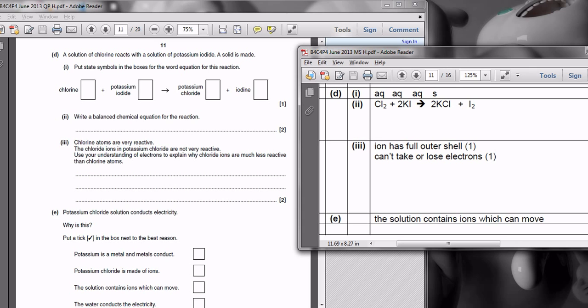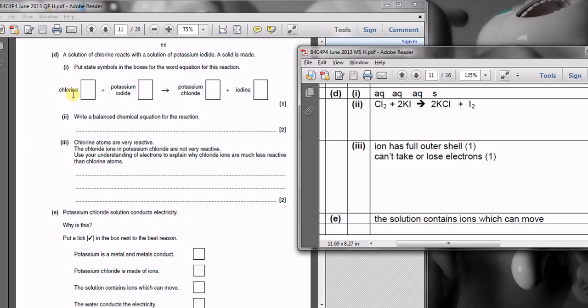So state symbols are not the symbols that are found in the periodic table. They're the symbols that tell you whether it's a solid, a liquid, a gas, or a solution. Solid is an S. Liquid is an L, G for gas, and then a solution would be AQ. AQ stands for aqueous, as in dissolved in water.